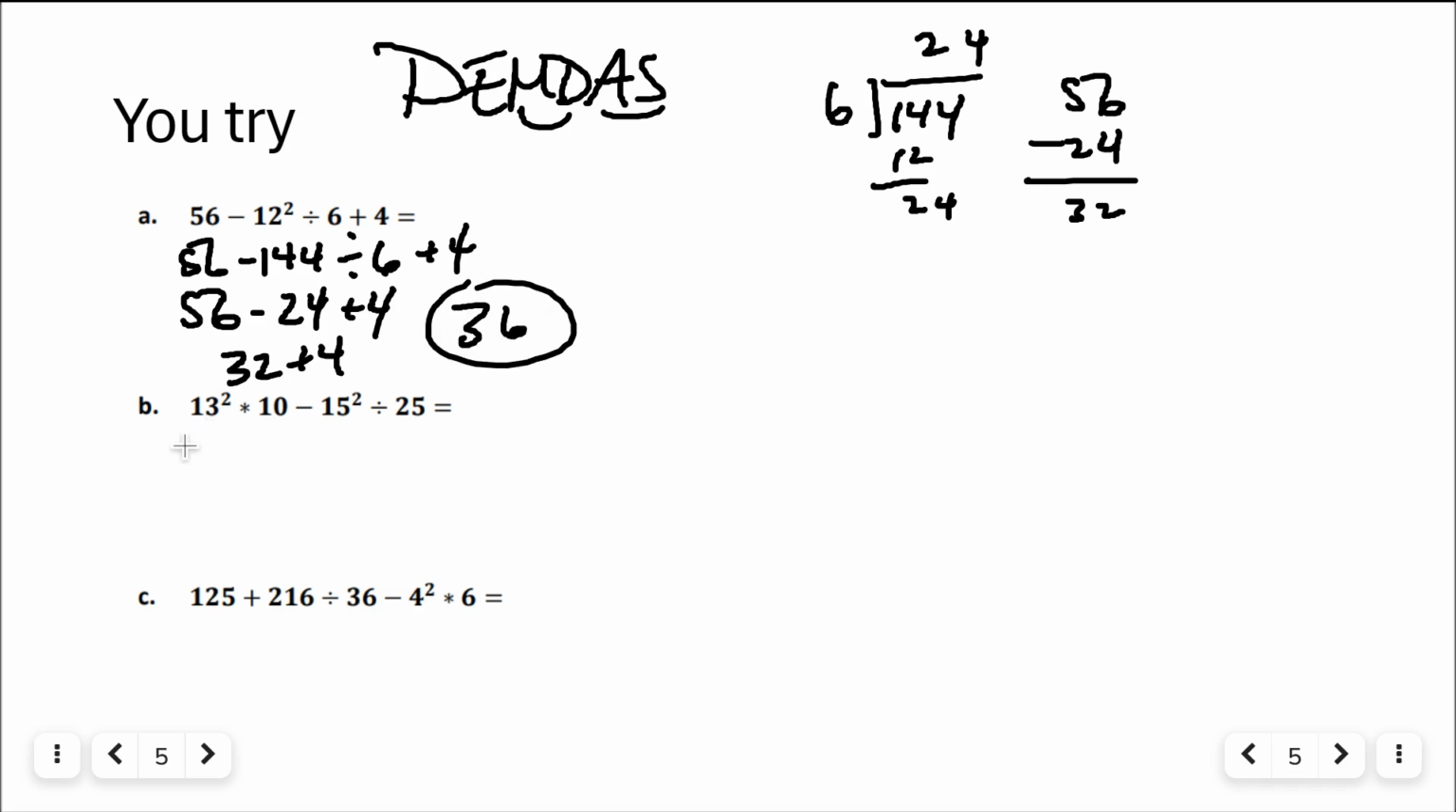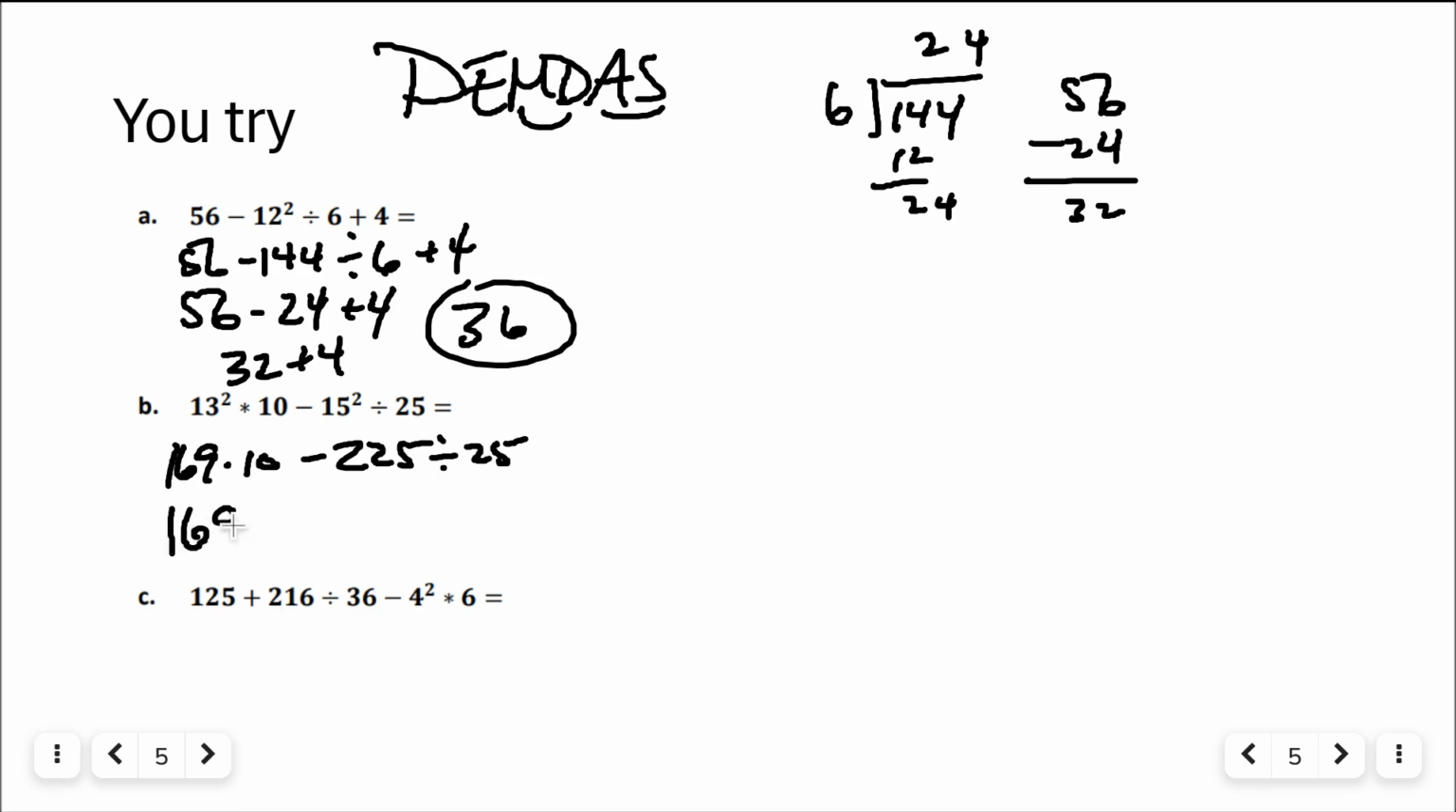Okay, we got 13 squared. That's 169 times 10. 15 squared is 225 divided by 25. All right, so now we got multiplication, division, and subtraction. Multiplication and division come first, and we're going to do them in order.